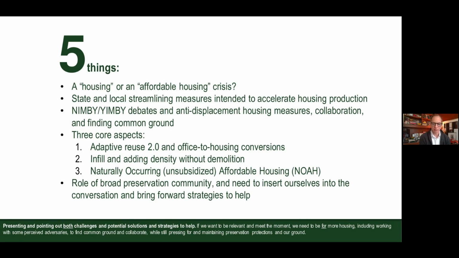I'll look at a lot of state and local streamlining measures. California is probably one of the leading states in terms of pressing for state legislation around housing acceleration and production. And what does that look like when it is landing on the ground in a local community? Then I'll look at how we fit into this larger conversation, the cast of characters around housing in terms of NIMBY and YIMBY discussions, anti-housing displacement, and housing providers.